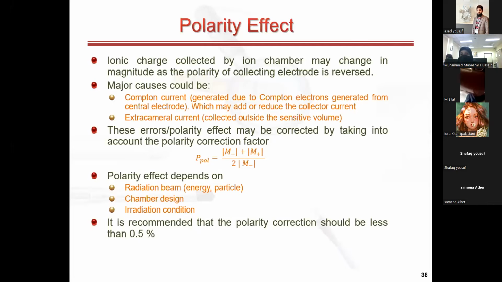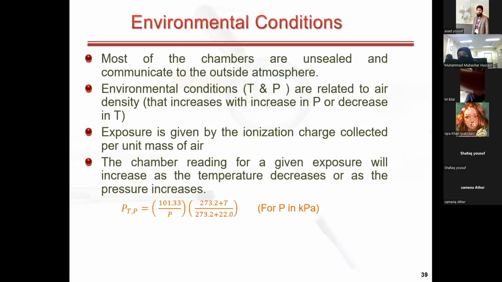There are some environmental conditions as well that may affect ion collection efficiency, and these are temperature and pressure. Actually, all these environmental conditions are related to the density of air. If temperature is decreased or pressure increased, air density would be increased. And in that case, if air density is increased, chamber reading would be higher.